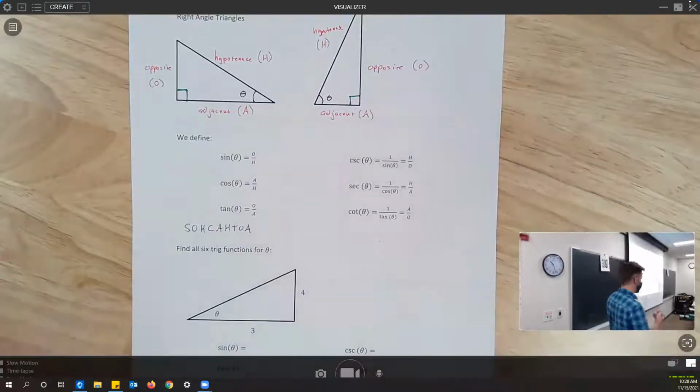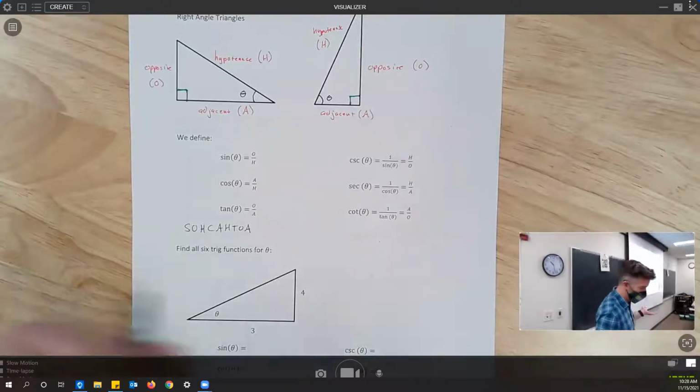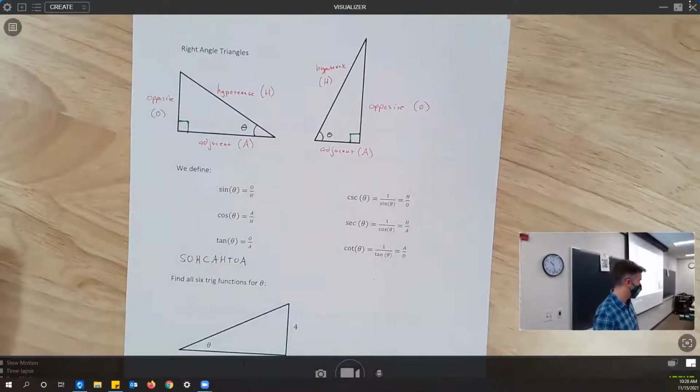So literally, this is a definition. We said these are the trig functions. There's 6 of them, and here's how they're defined. They're just ratios. It's just one side divided by another side. There's 6 possible ways you can divide any 2 sides of this triangle. And we have defined them all.